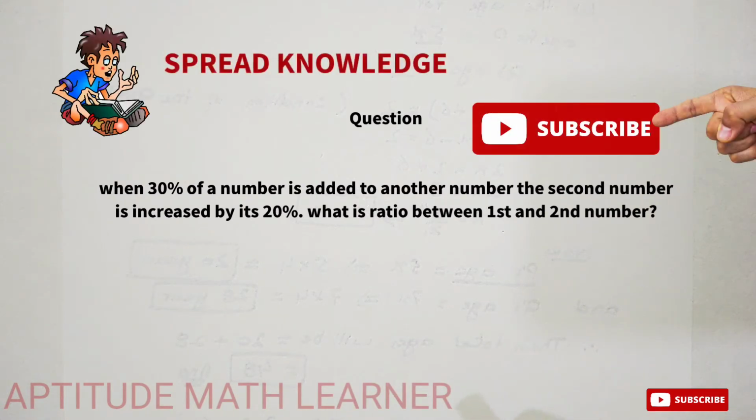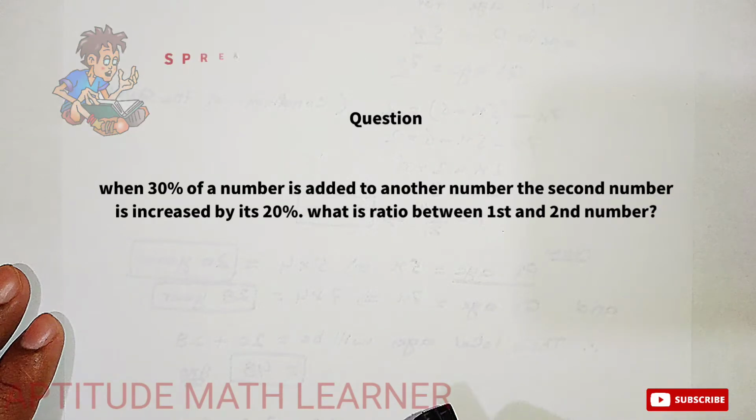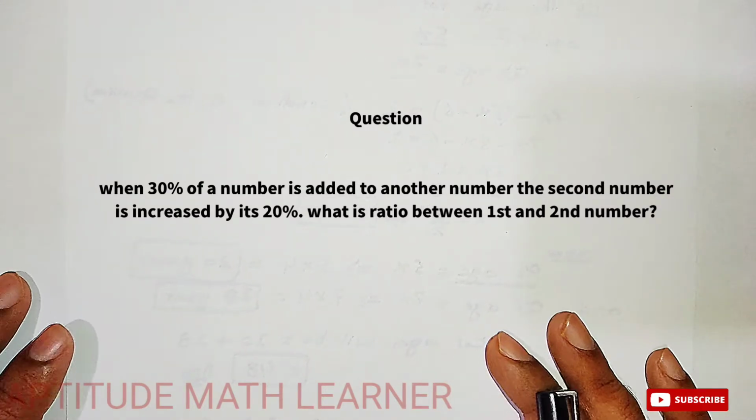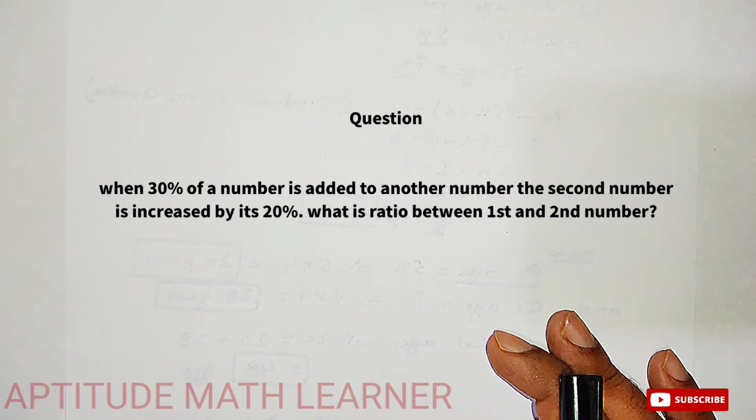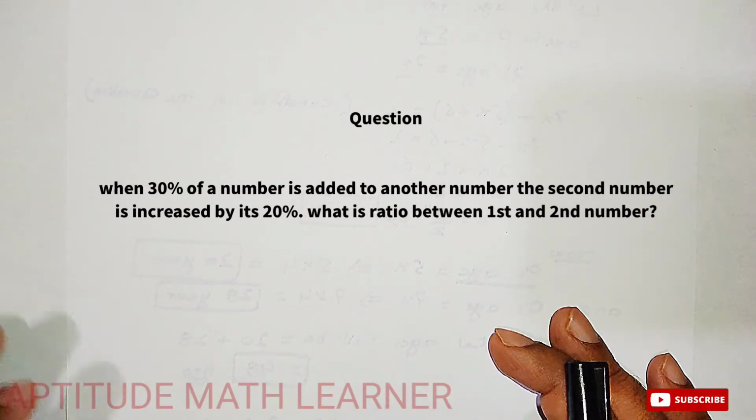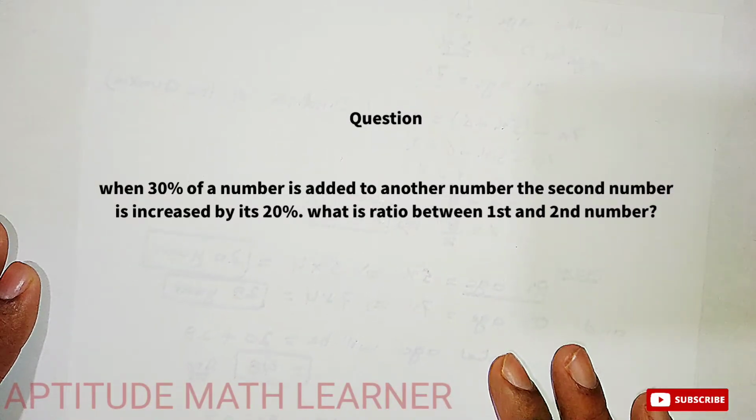Guys, today we have a very interesting question and let's try to solve it in the simplest way. The question is: when 30% of a number is added to another number, the second number is increased by its 20%. So it is increased by its own 20%. What is the ratio between the first and the second number? Here we have to find the ratio between the first and second number.